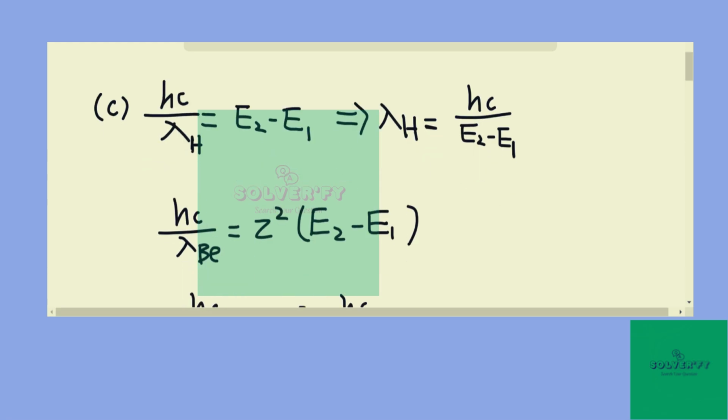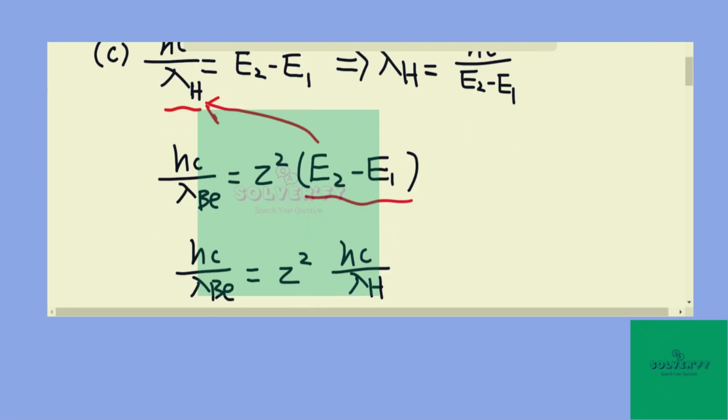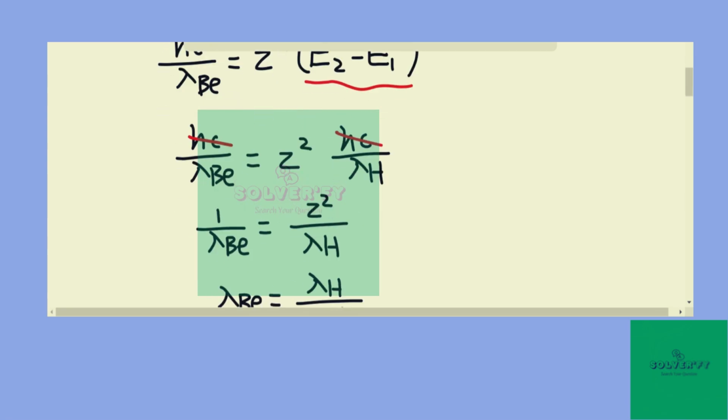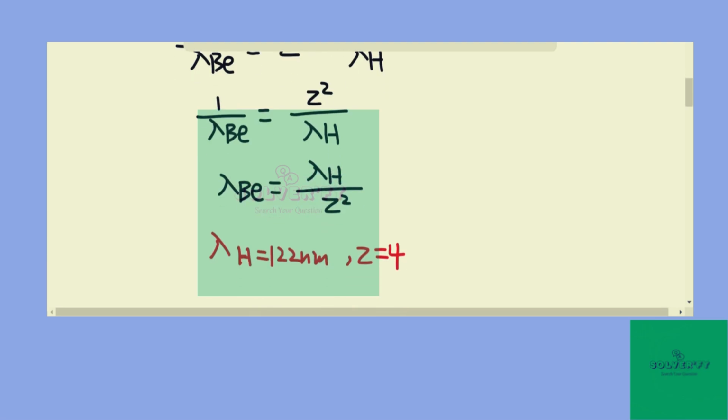So therefore, we'll have hc over lambda Be, which is the wavelength of beryllium, is equal to Z squared times E2 minus E1. And as you can tell, this term here is actually equal to this term. So therefore, we can use hc over lambda h to substitute for E2 minus E1. So we have hc over lambda Be is equal to Z squared times hc over lambda h. As you can tell, hc can be cancelled out. And this will give us 1 over lambda Be is equal to Z squared over lambda h. So lambda Be is equal to lambda h over Z squared.